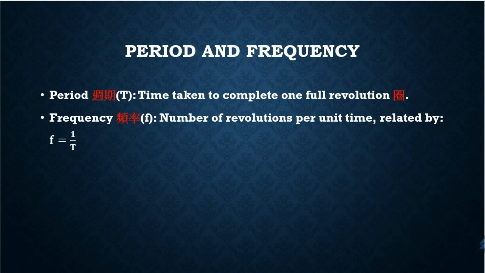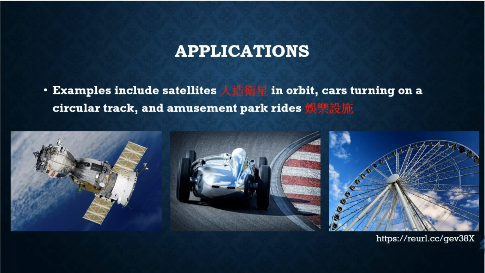Next, let's talk about the concepts of period and frequency. The period is the time it takes for an object to complete one full revolution around the circle. On the other hand, frequency is the number of revolutions completed per unit time. These two are inversely related, so we can write this formula: f is 1 over T. So now we understand the definitions and the formulas related to uniform circular motion.